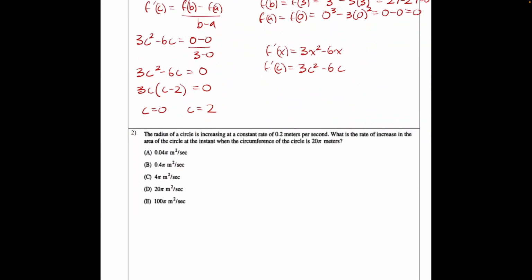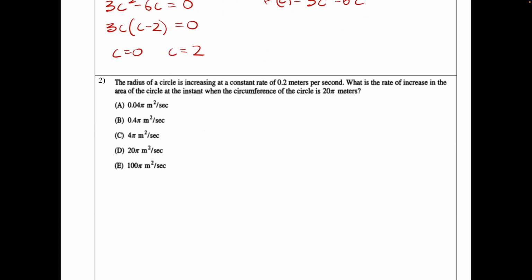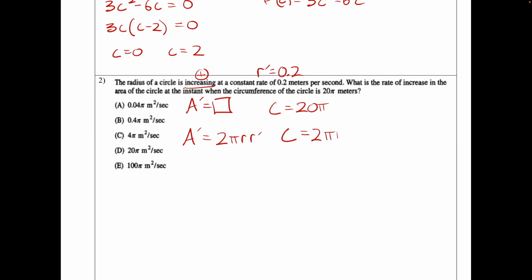Number 2, we have the radius of a circle is increasing. So increasing is one of these positive words. And at a rate of 0.2, so our r prime here is going to be a positive 0.2. Rate of increase of the area, so we're looking for an A prime in this case. At the instant the circumference, so C is equal to 20 pi. All right, so we have A prime, might as well write down the equation for A prime. A prime in this case is equal to 2 pi r r prime, and we need circumference as well. The formula for circumference is 2 pi r.